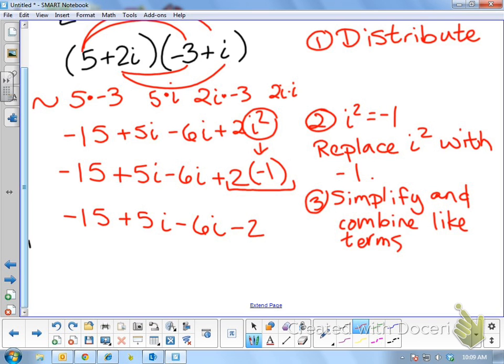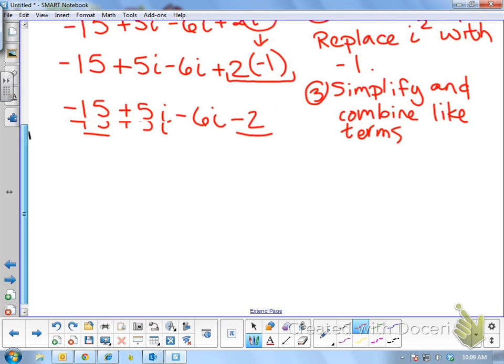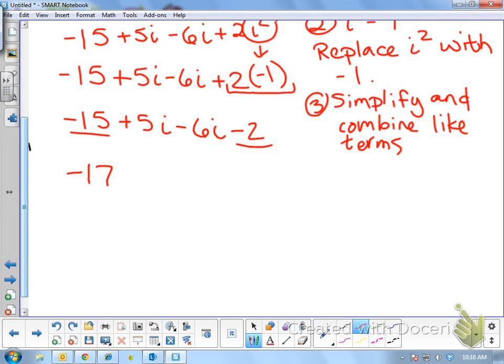And then we combine. What would negative 15 combine with? Negative 2. That gives me negative 17. 5i minus 6i is negative 1i, or just negative i. You could write it either way. Once you combine those like terms, we're done. Is that what our homework's going to look like? That'll be the first 8 problems.